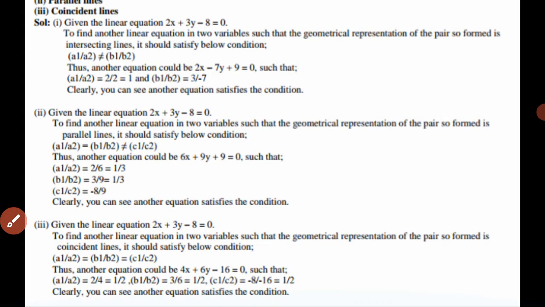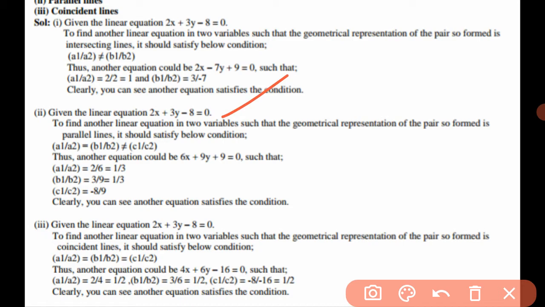Similarly, the first linear equation is given, so the second equation we have to make for parallel lines. For parallel lines, a1 upon a2 equals b1 upon b2, not equal to c1 upon c2. So we can make an equation such that a1 upon a2 is 1 upon 3, b1 upon b2 is 1 upon 3, and c1 upon c2 is minus 8 upon 9. So it is clear that this is another equation satisfying the condition.